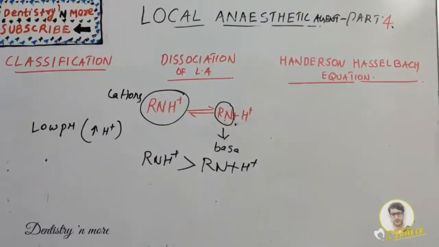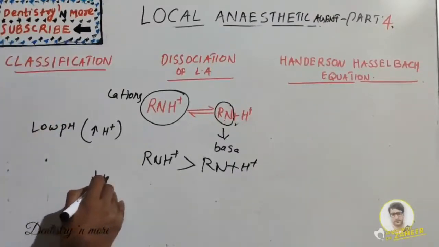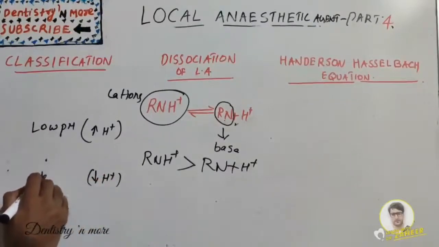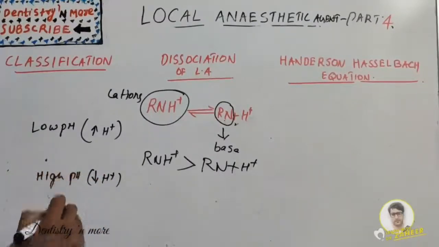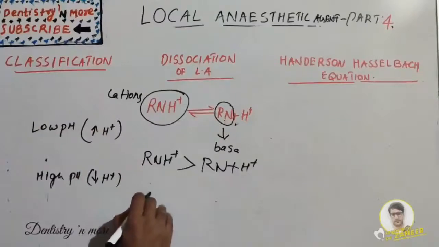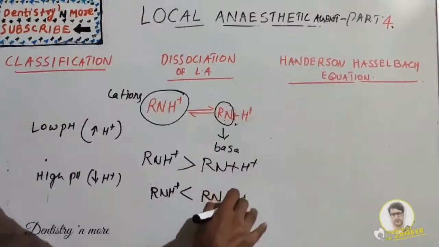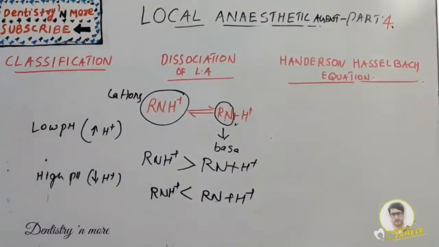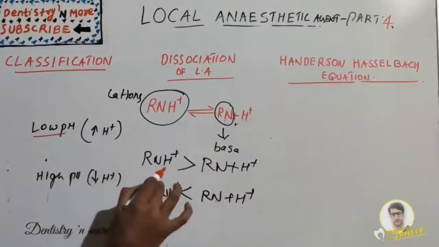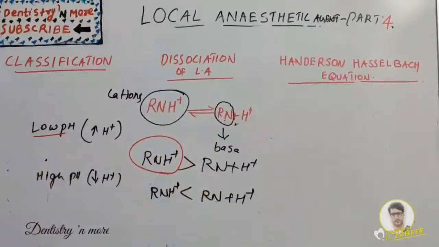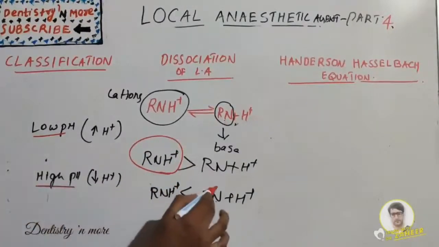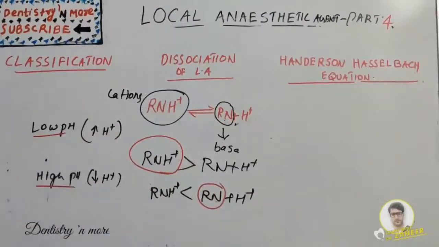Whereas when the hydrogen ion concentration decreases, that is a higher pH, the equilibrium shifts towards the free base form, that is, more free base will be available. So it depends on the pH. When there is a low pH, more of the cationic form will be present. When there is a high pH, more of the base form will be available.